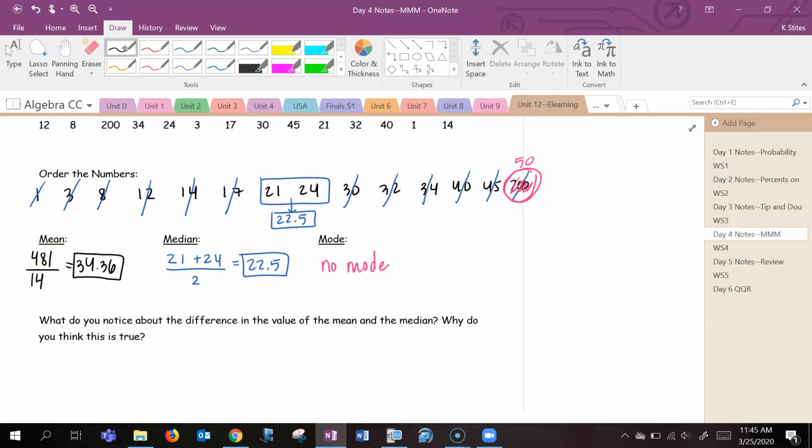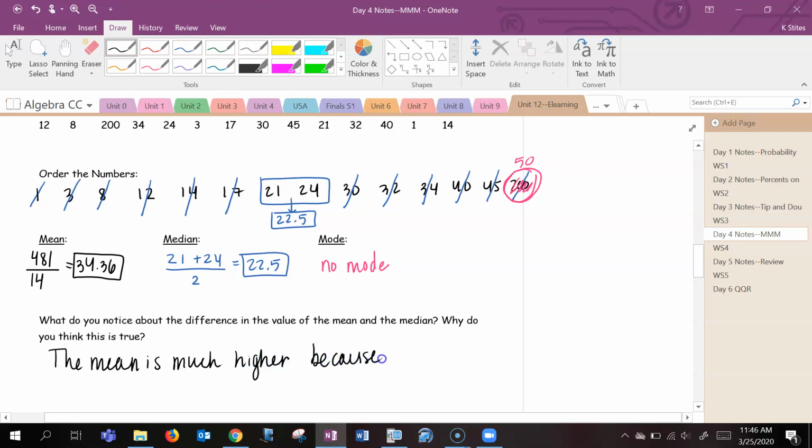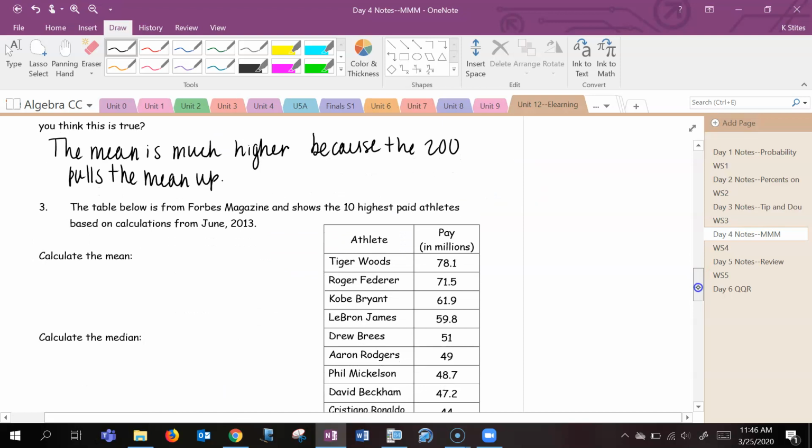Okay, so we're going to say the mean is much higher because the 200 pulls the mean up. It's a much larger number than everything else, so it's going to pull that average up.